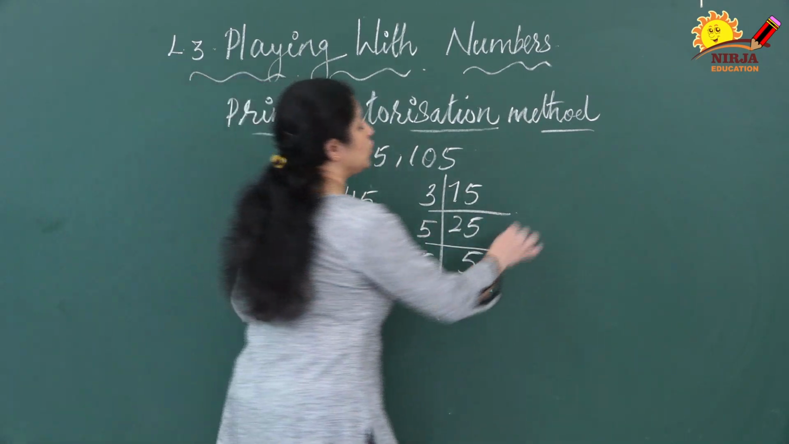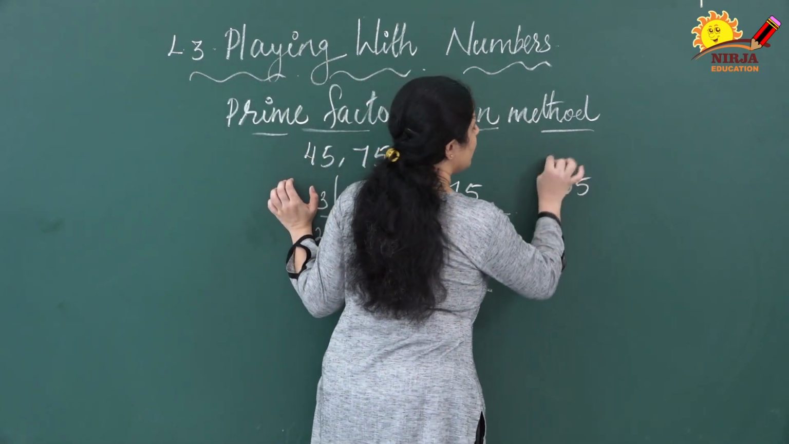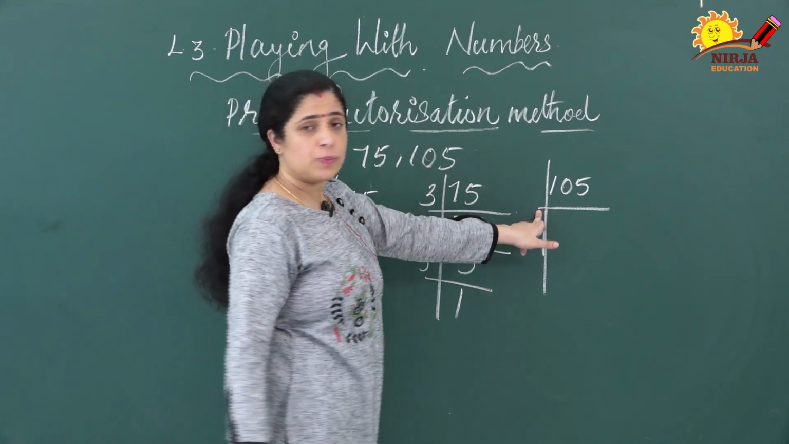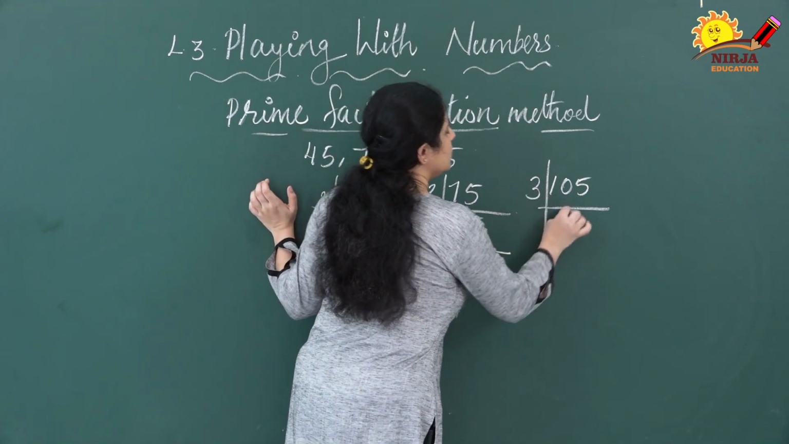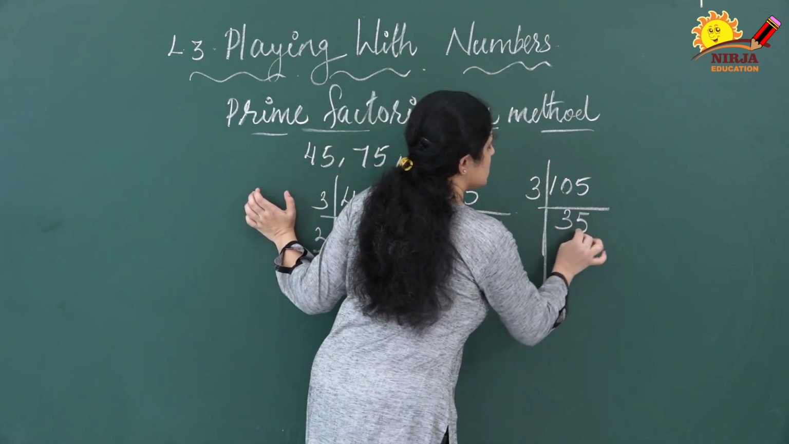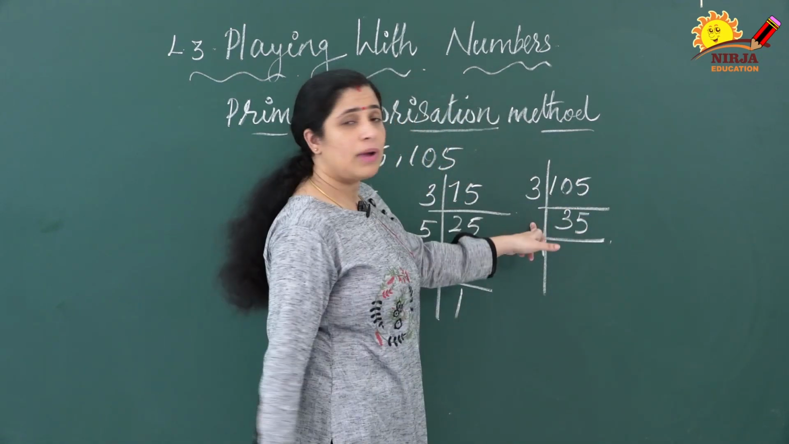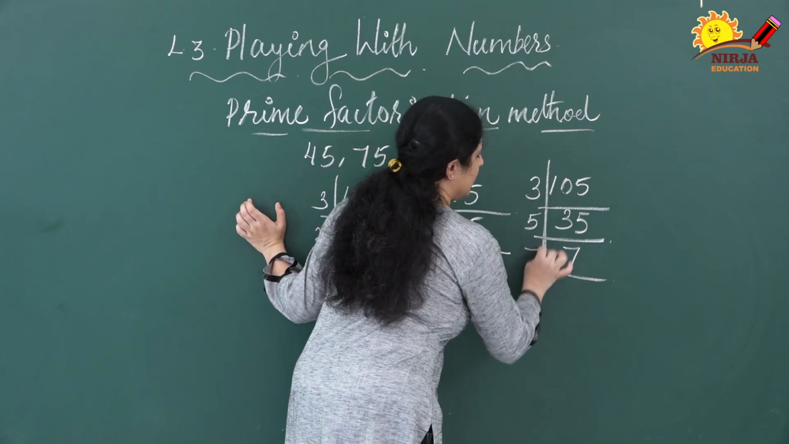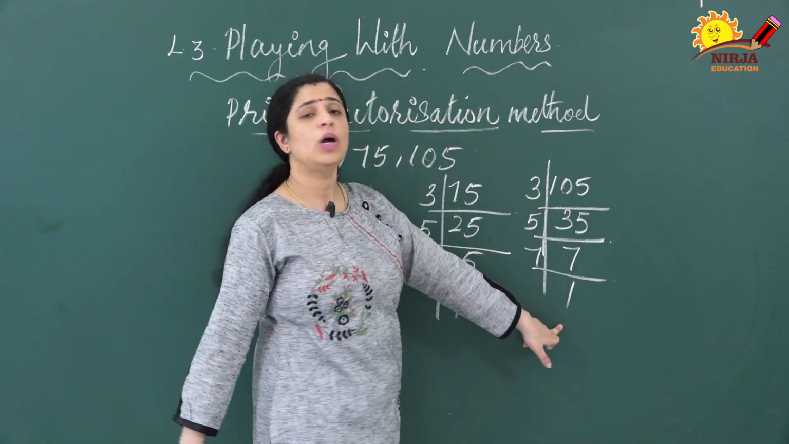Now we are going to do the prime factorization of 105. This also by 3 it is possible. So we will get 3 3s are 9, 1 15, 5 3s are 15. Again by 5 you will get 7 5s are 35. Again by 7 you are getting 1.